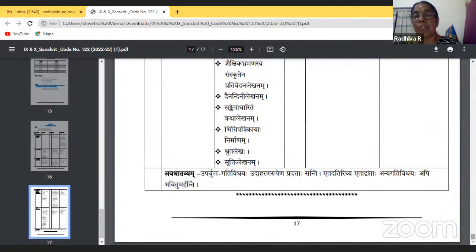Please note, Uparyukta Gadividhayaha Udaharana Swarupena Pradattaha Santi. That is for examples for you. You have to select either the Abhiritya. Other than that, you have to do according to you. You have to give some topics and make them write.